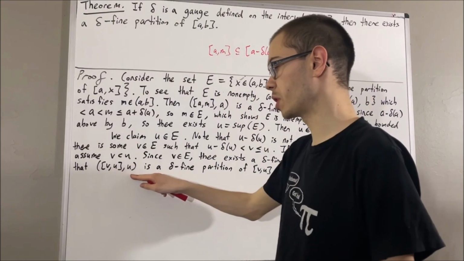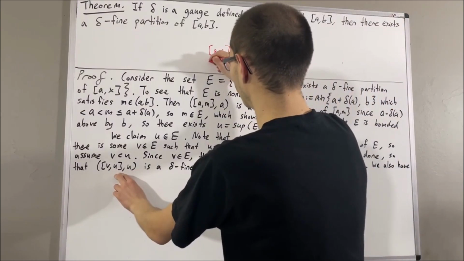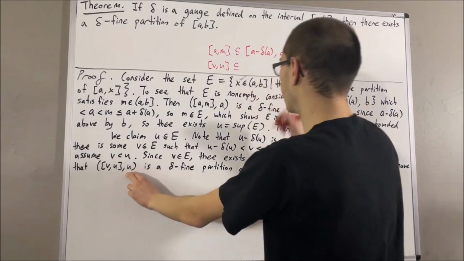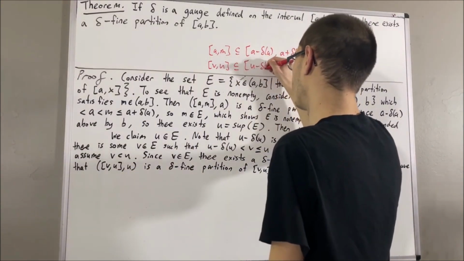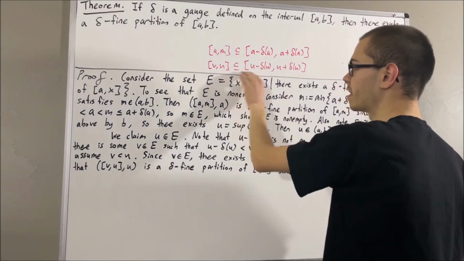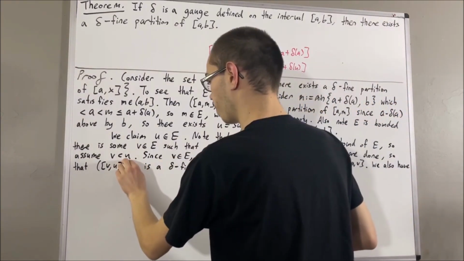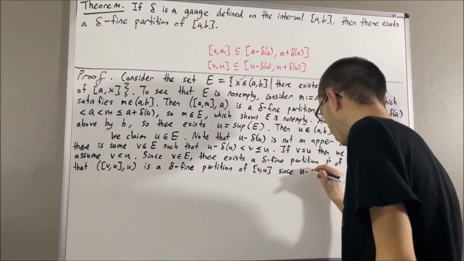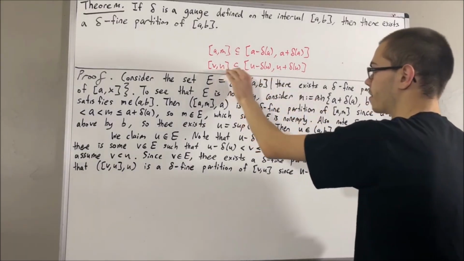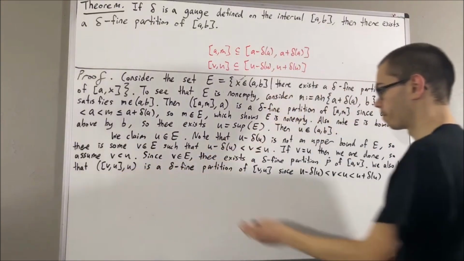And to show that this partition is delta-fine, all we got to do is show that the interval [v, u] is a subset of that interval centered at u. And that interval was (u − δ(u), u + δ(u)). But we can see that this happens because we have u − δ(u) < v < u, which is less than u + δ(u). These inequalities imply that this inclusion holds. So that shows that this partition is delta-fine.